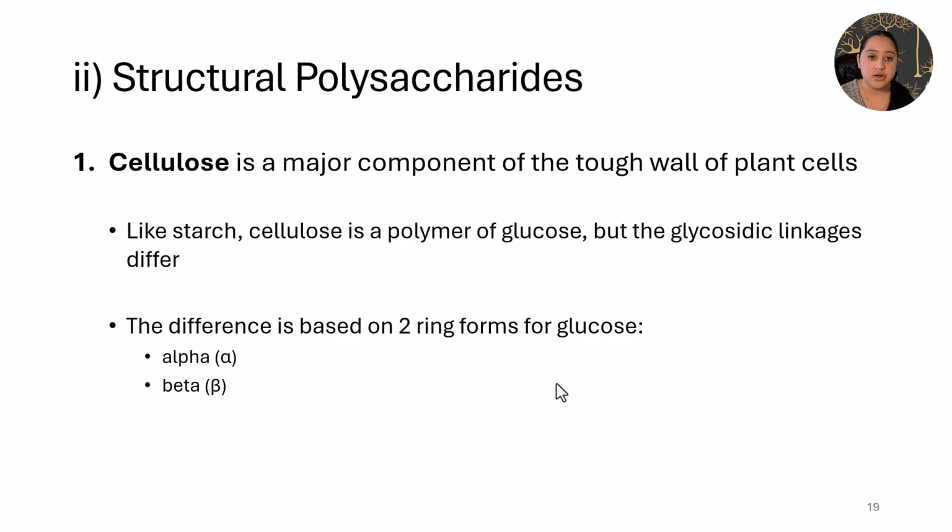So like starch, cellulose is a polymer of glucose, but those glycosidic linkages are different. And that's based on the fact that there are two ring forms for glucose. There's the alpha form and then the beta form of glucose.